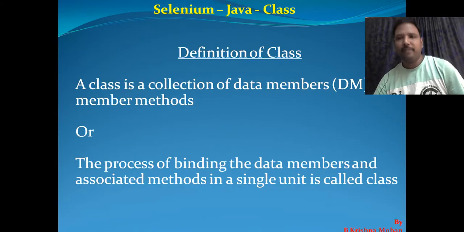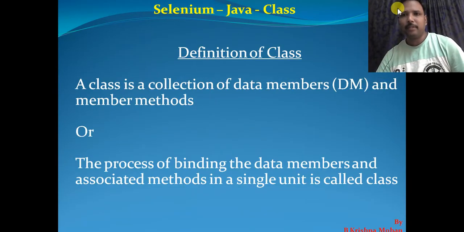This is the definition of the class. A class is a collection of the data members and the member methods. The process of binding the data members and associated methods in the same unit is called a class.